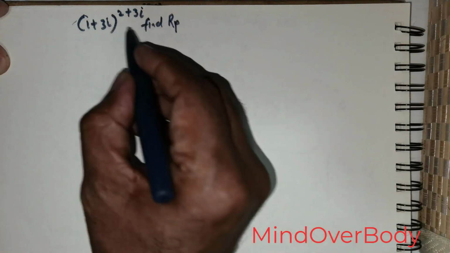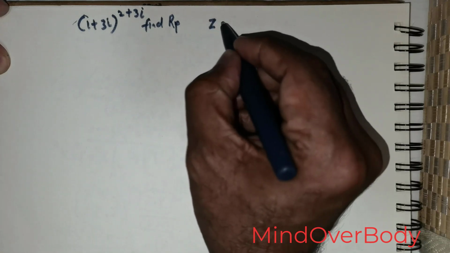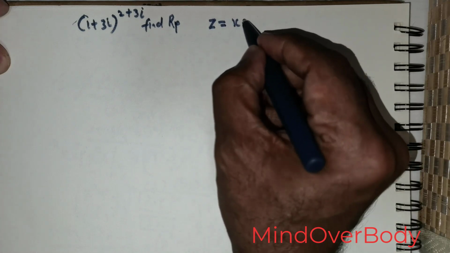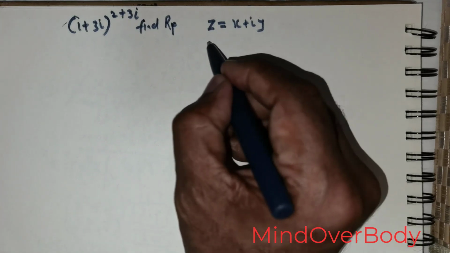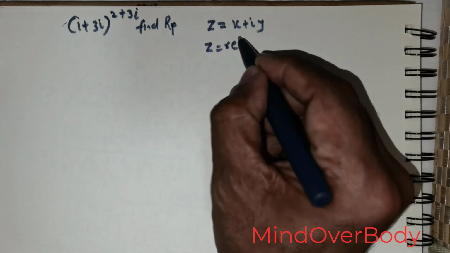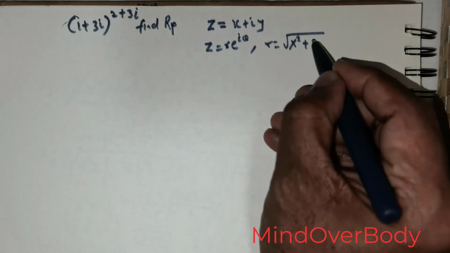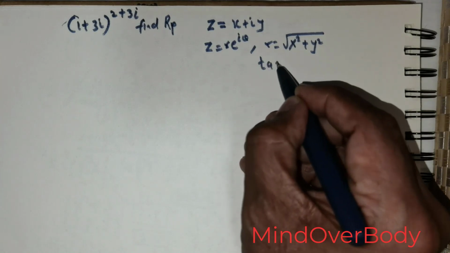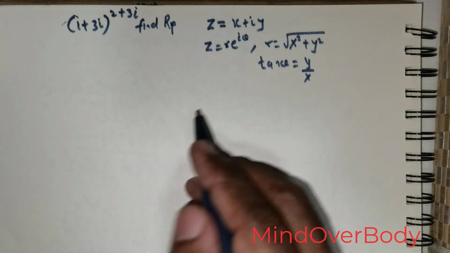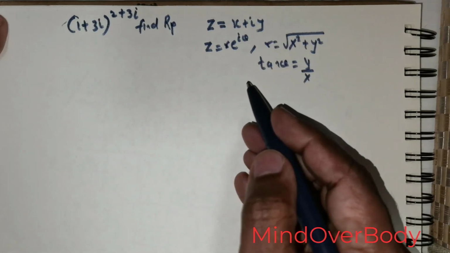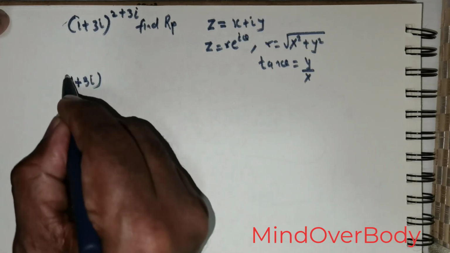Before we try to solve this question, it is imperative to understand that if I have a complex number of the form z = x + iy, then this can be rewritten in polar form as z = r times e raised to the power iθ, where r is equal to the square root of x squared plus y squared, and the θ value can be found from tan θ being equal to y over x.